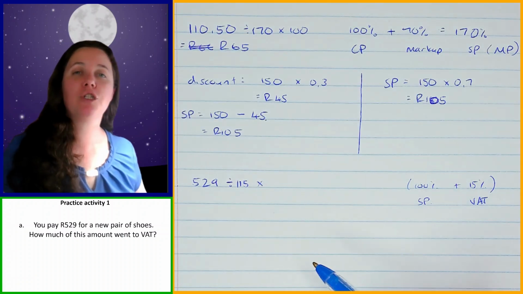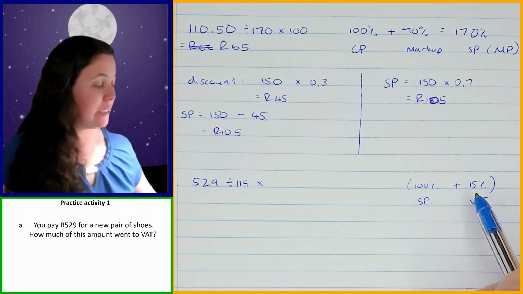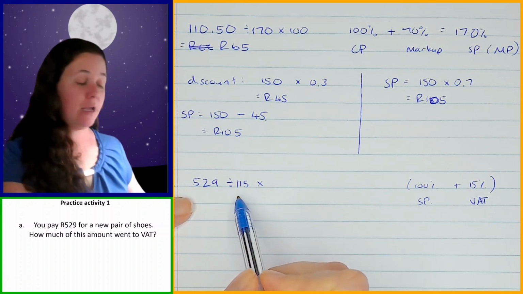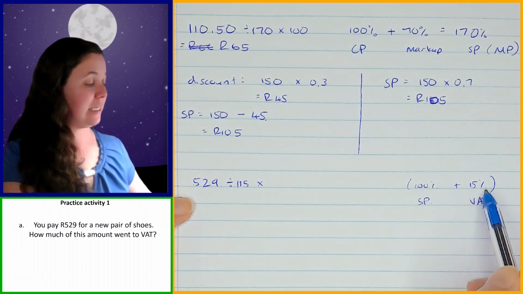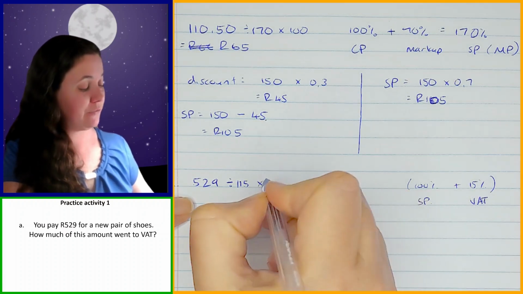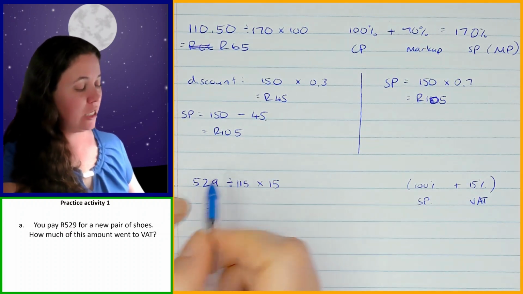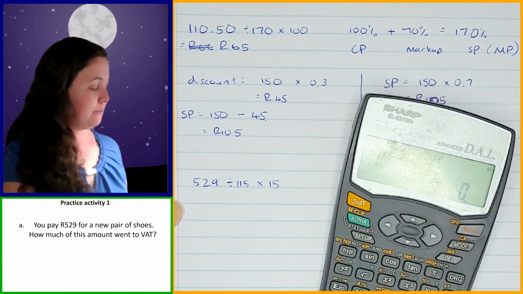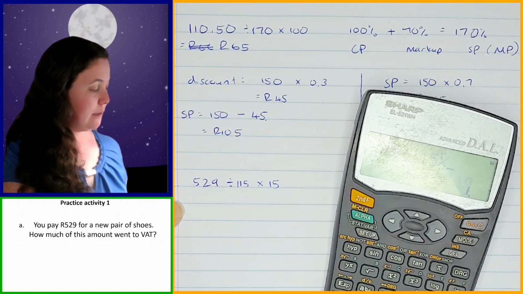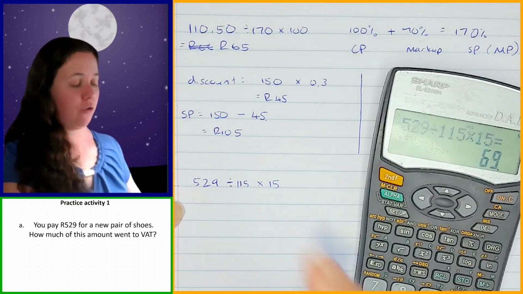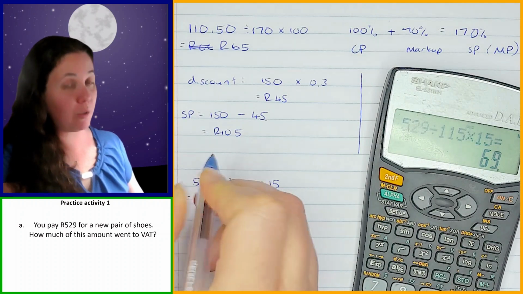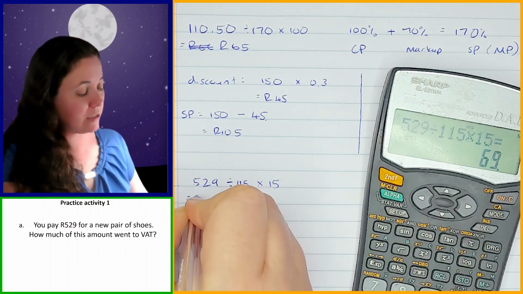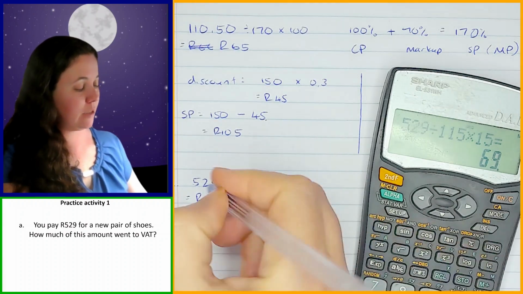But because I want to know how much the VAT was, now the VAT is 15%. So I'm going to say I divide by what I have, then I multiply by what I want. But what I want here is the VAT, which is 15. So I'm going to multiply by 15. So 529 divided by 115 times 15. That will give you 69 Rand. So the total amount that went to the government over here in the form of VAT for this sale was 69 Rand. Okay.